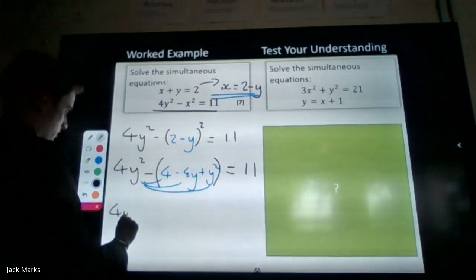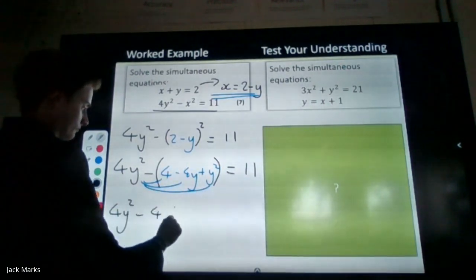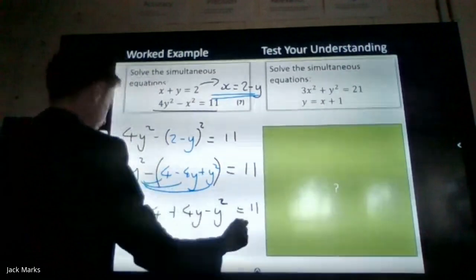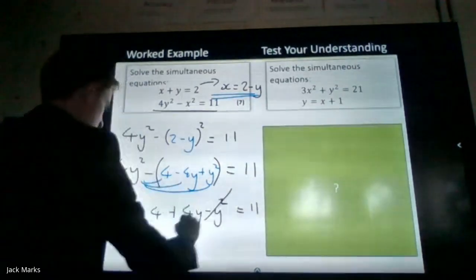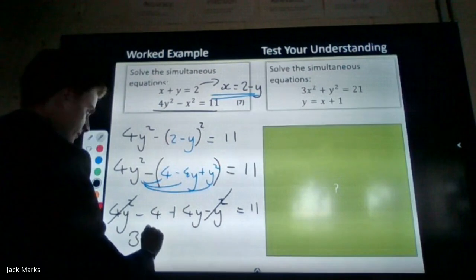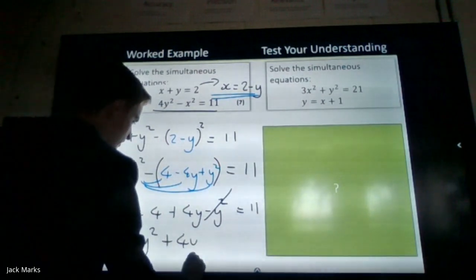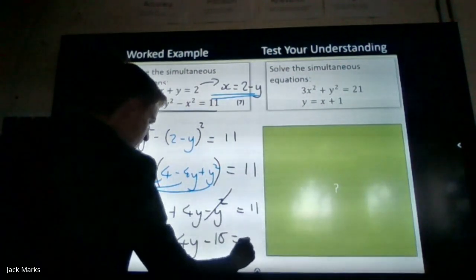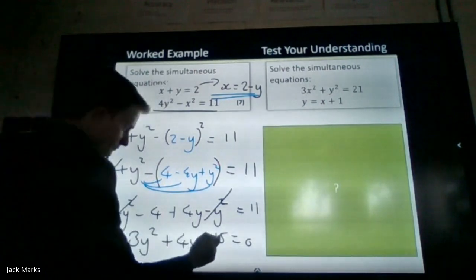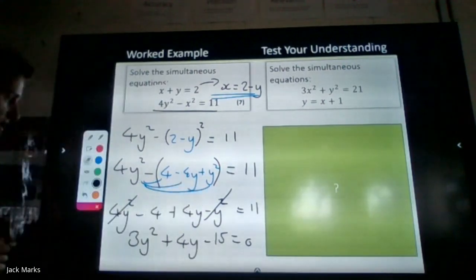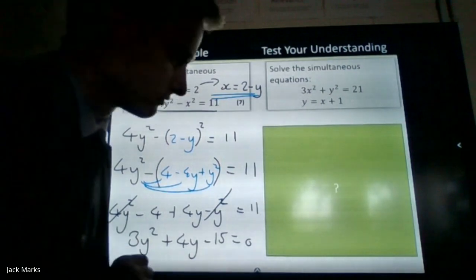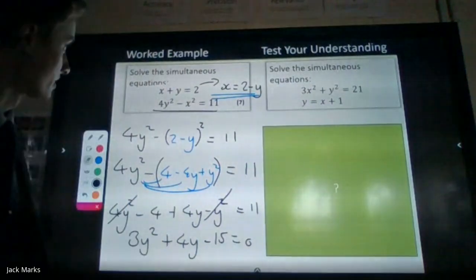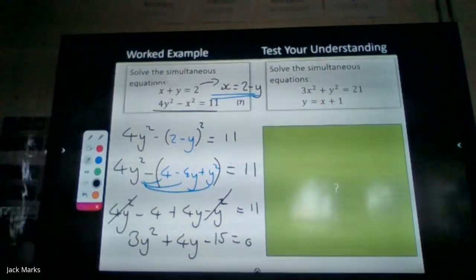So 4y squared minus 4 plus 4y minus y squared is 11. And clean these up a little bit. So 3y squared plus 4y minus 4, let's bring the number over as well, minus 15 equals 0. Make sure that looks like a 15. And now you're ready for your calculator to find your solution to y. So in fact, let's just reveal that.